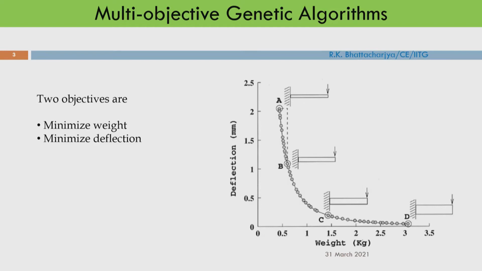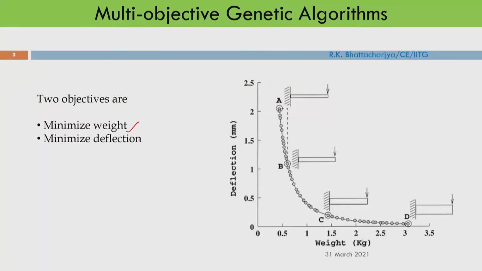So, what is the objective here? My objective is to minimize weight, that means I would like to have minimum weight. Why minimum weight? Because once weight is minimum, I will use less material, and therefore the cost of the beam will be less. So, one objective is to minimize weight and another objective is to minimize deflection.